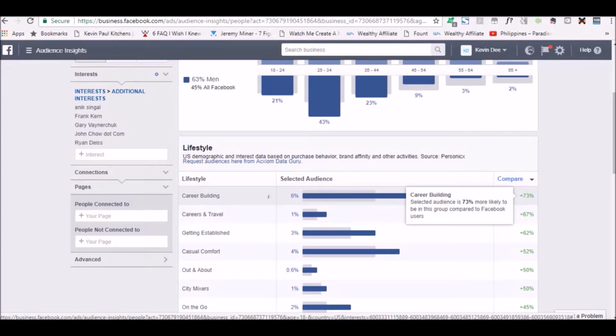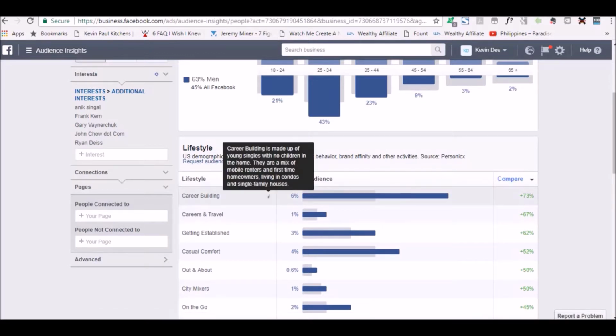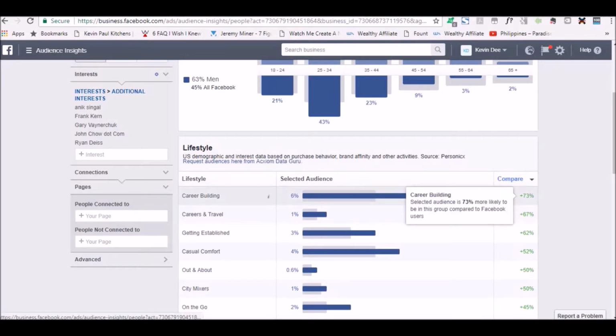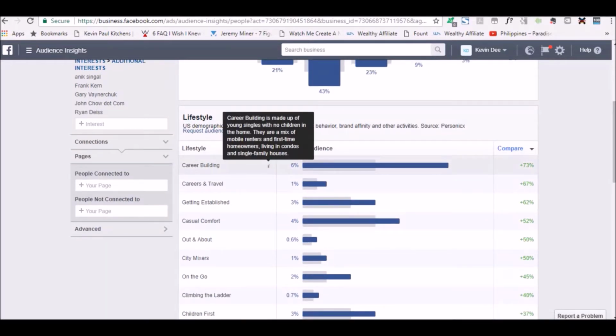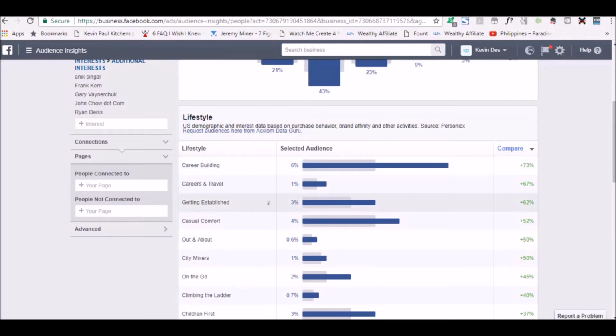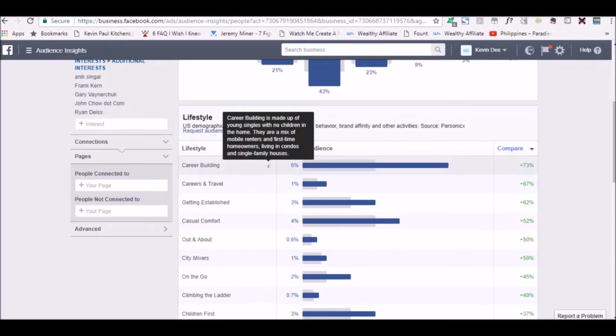So more than the average, this group is 73% more likely to be in this lifestyle group than Facebook users. So your average Facebook user. So pick someone out of a hat who's a Facebook user. This one's more likely to be in the career building lifestyle section. It'll even tell you, if you hover over this little eye here, what career building actually means, because these are terms made up by Facebook. So you can see climbing the ladder, on the go. So hover over and it'll tell you what they mean by that.